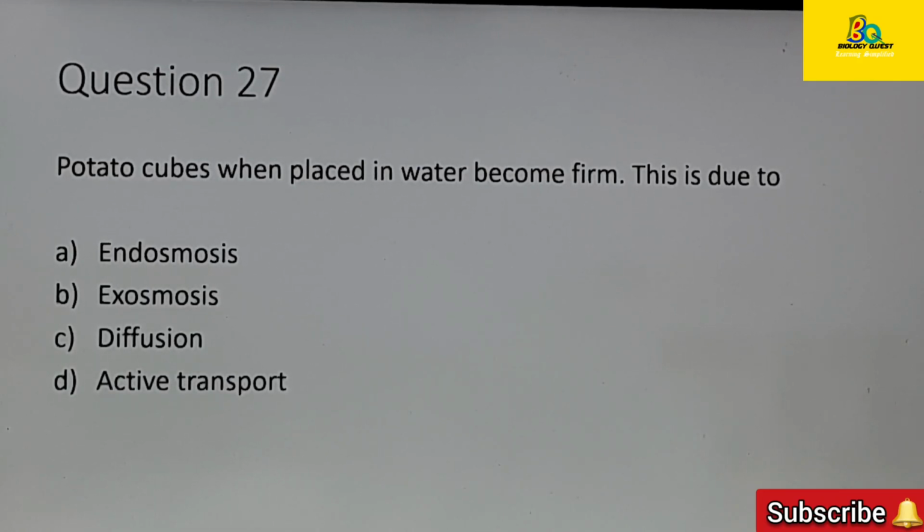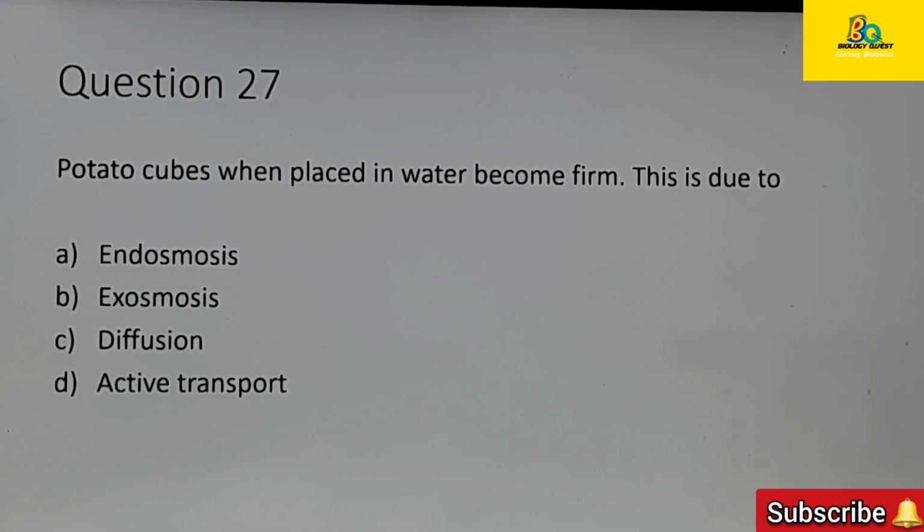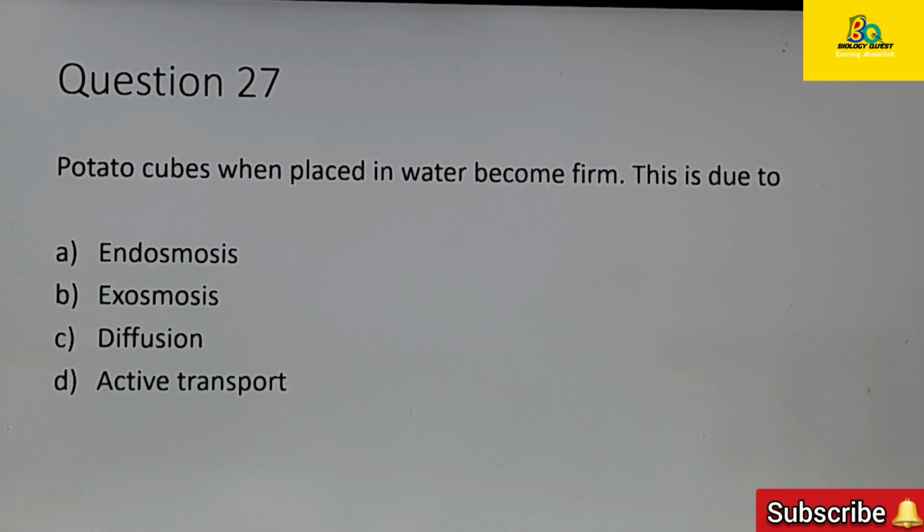Exosmosis and diffusion, we have seen in previous questions. What is active transport? Active transport is the movement of molecules from the region of their lower concentration to a region of their higher concentration, and this involves the expenditure of energy, because here the movement of molecules is taking place from their lower concentration to their higher concentration. The absorption of mineral ions in plants by the roots occurs by the process of active transport. So here the correct answer is option A, endosmosis.